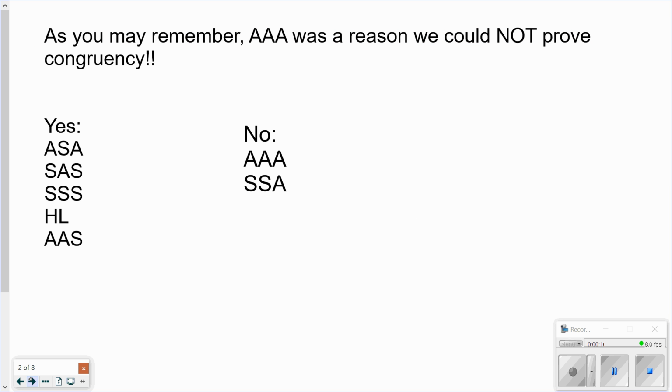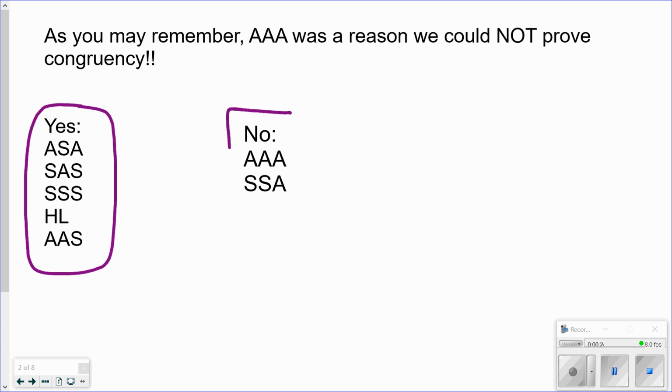Quick review. As you remember, angle was not a reason that we could prove that triangles are congruent. So if you look at this column here, these were all the ways that we could prove two triangles were congruent or the same. And this column here was all the reasons why they were not the same, or that we couldn't prove that they were the same. Angle, and side angle. So now angle is something that we're going to focus on in this section because this is enough information to prove triangles are similar.